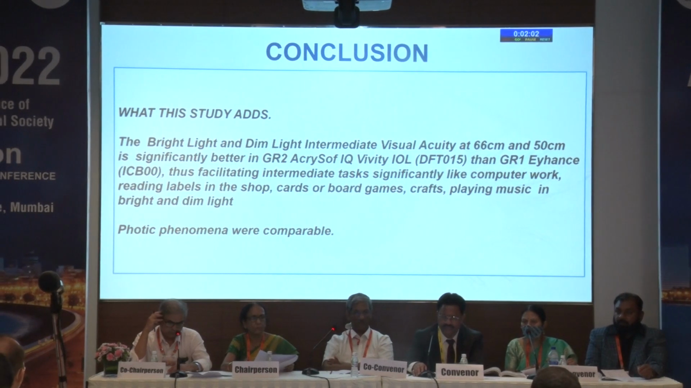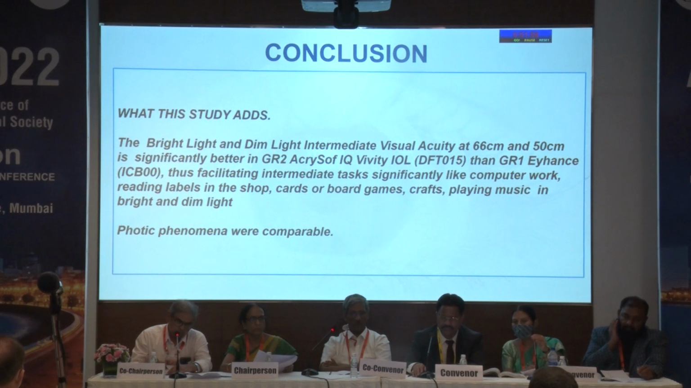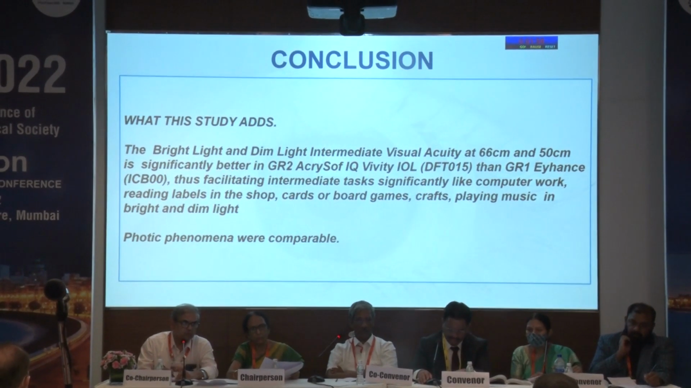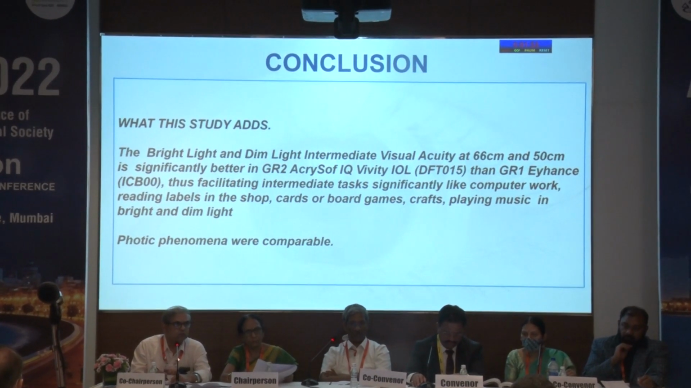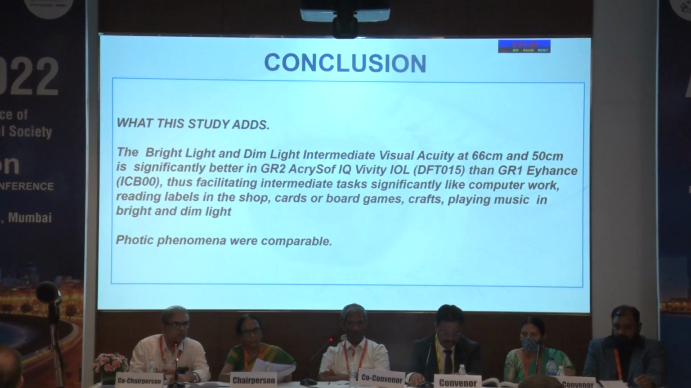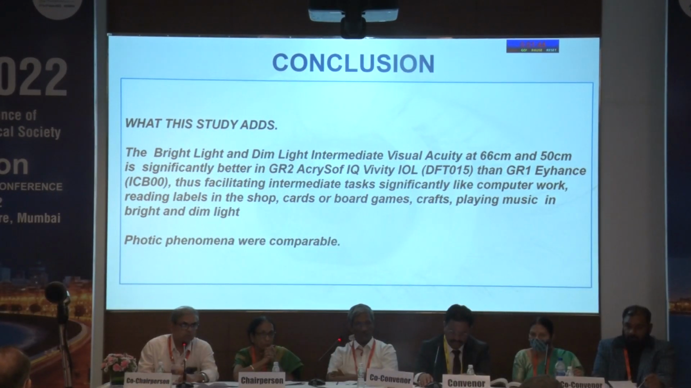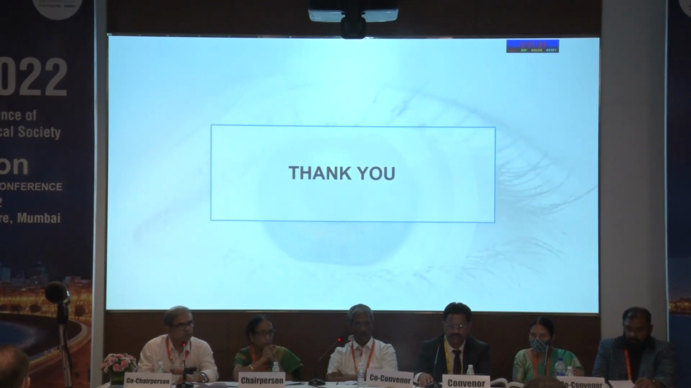IOL-SAT questionnaires were applied. So what this study adds: the bright light and dim light intermediate visual acuity at 66 cm and 50 cm is significantly better in group 2, the IQ VIVITY IOL DF215, than group 1, ICBU, thus facilitating intermediate tasks significantly, like computer work, reading labels in the shop, cards, board games, crafts, playing music in bright and dim light, and photic phenomena were comparable. These are the references. Thank you, and I have no financial interest.